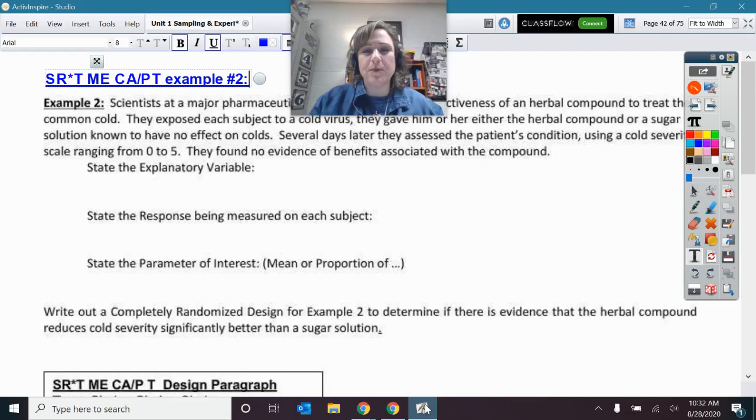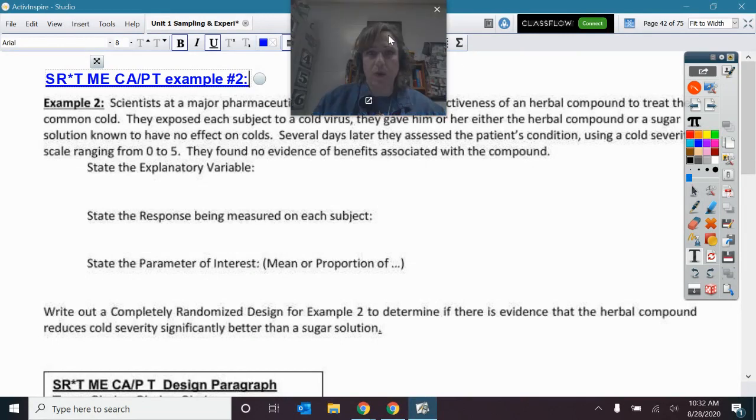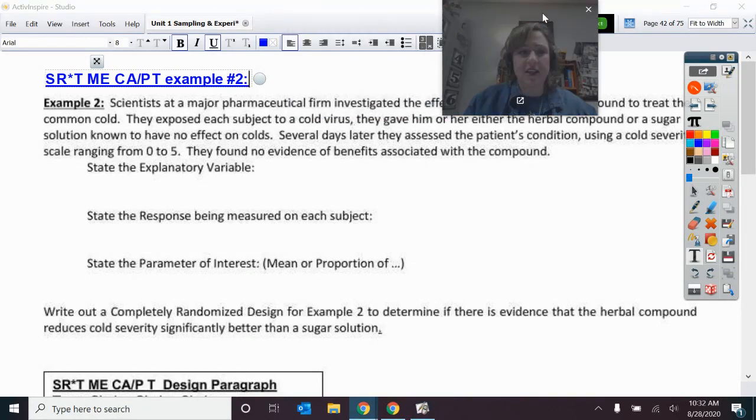Hi guys, we're going to go ahead and practice one more experimental design with Scrap Me Capped, and then you'll do three for homework. So let's see how you did on this one.